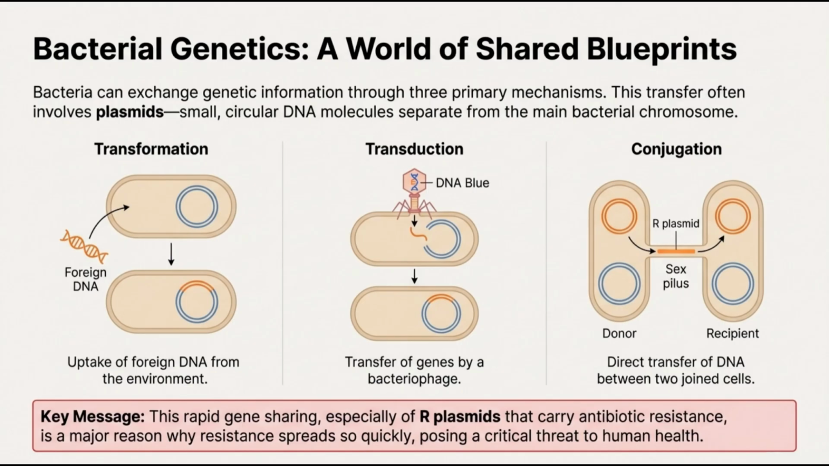Right. And the really critical ones for us today are R plasmids. The R stands for resistance. These plasmids carry genes for enzymes that can destroy antibiotics. And because we've used antibiotics so widely, we've created this immense selective pressure. The bacteria carrying these R plasmids are the ones that survive and multiply. Which is the molecular basis for the crisis of antibiotic resistance we're facing today.